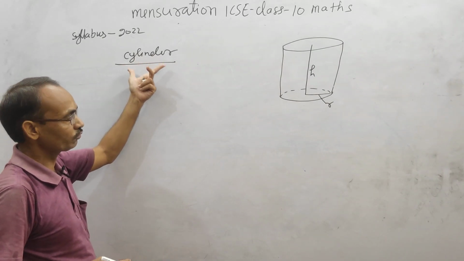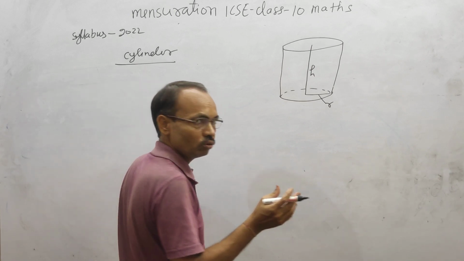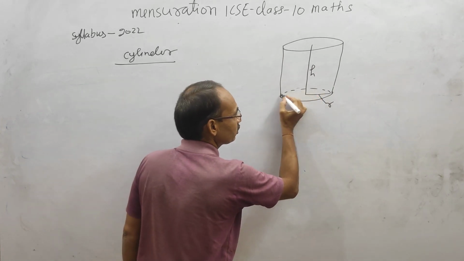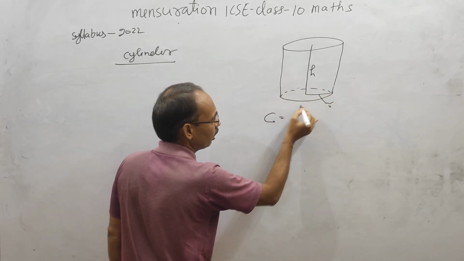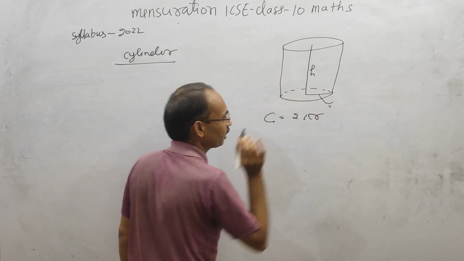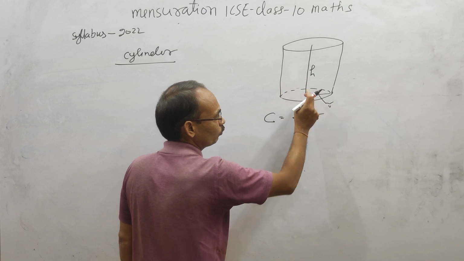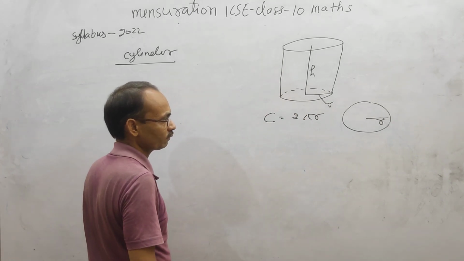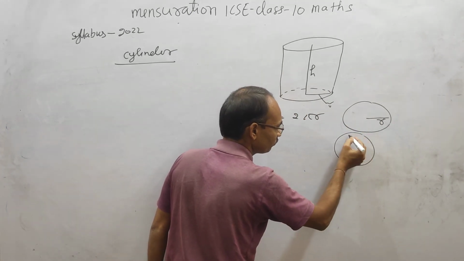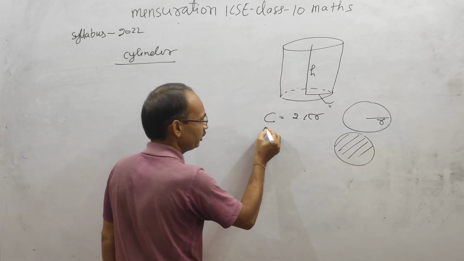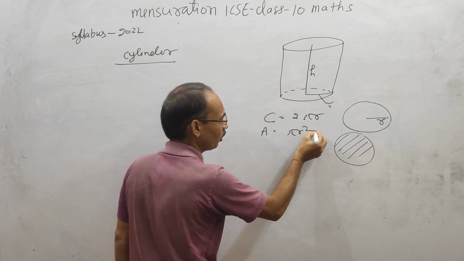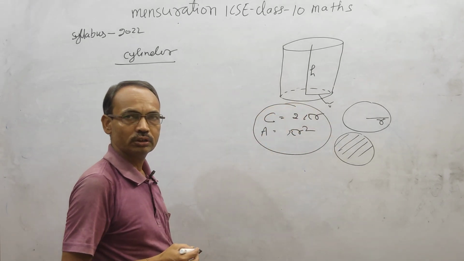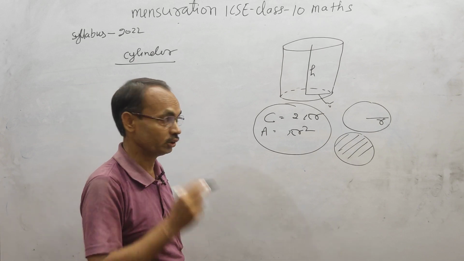Before starting the chapter on cylinder, you have studied in class 9 that this is a circle and the circumference of this circle is 2 pi r. Let this be the circumference, this is r, then circumference is equal to 2 pi r. And the area of the circle is pi r square. It is the topic of class 9 mensuration in 2D, not 3D.